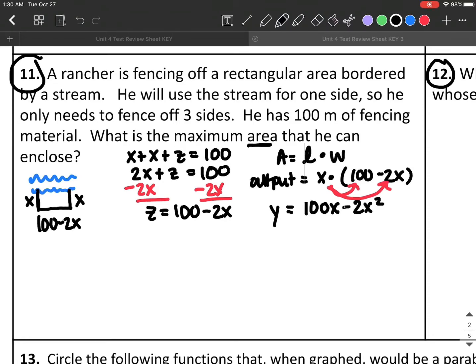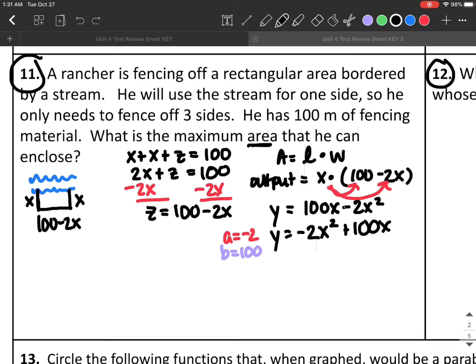Before I do anything else, I want to rewrite this with the highest power first, because that's how it's easy to find my a, b, and c. You can still find your a, b, and c like this, but just so you don't make any mistakes, I have negative 2x squared plus 100x. And then I can very clearly see that my a is equal to negative 2 and the b is equal to 100. And that's going to help me with my next step, which is to find the maximum. So I'm looking for the vertex.